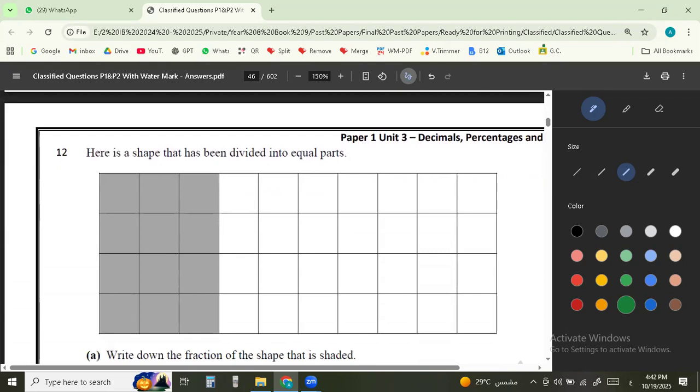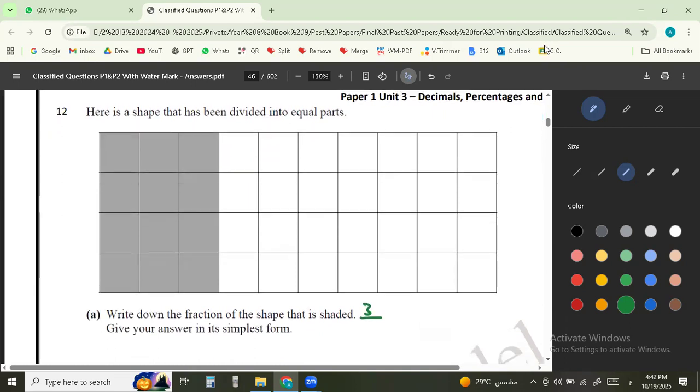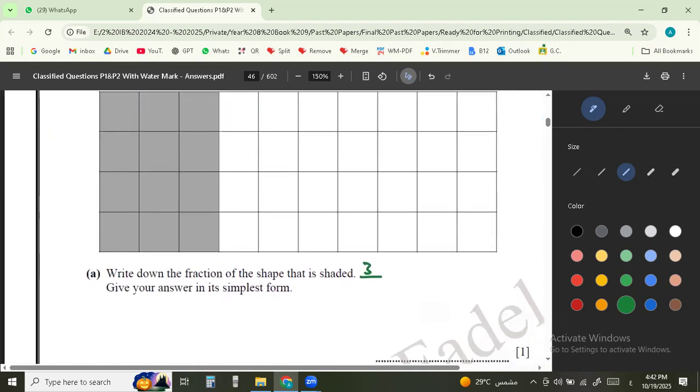Here is a shape that has been divided into equal parts. Write down the fraction of the shape that is shaded. I can say 1 column, 2, 3 columns, out of how many columns? There is space for the answer, right? Yes. 3 columns out of 4, 5, 6, 7, 8, 9, 10 columns in total. So it is 3 out of 10.